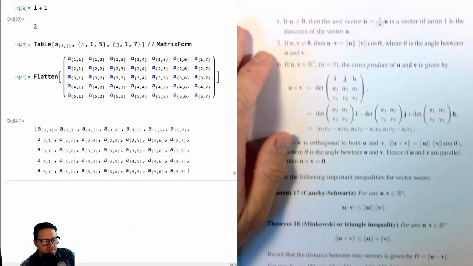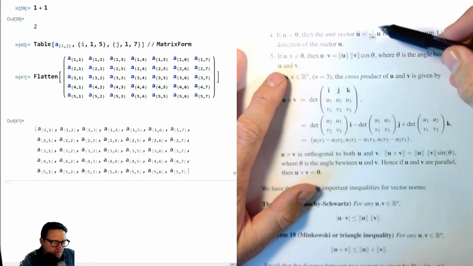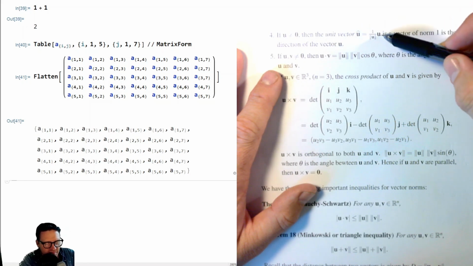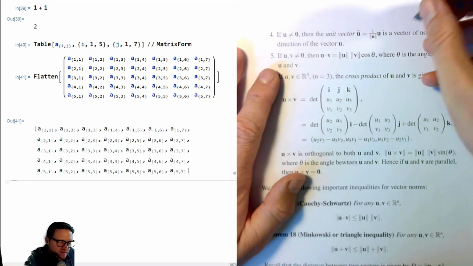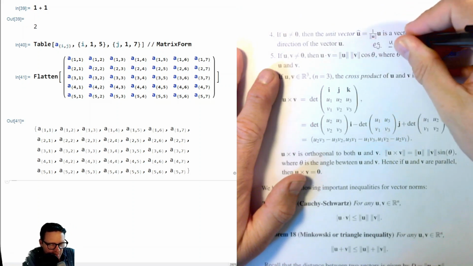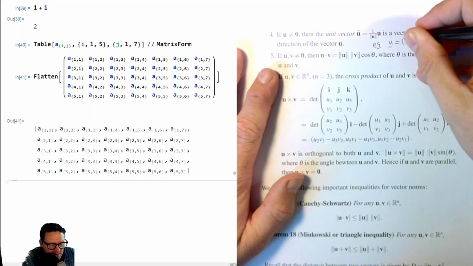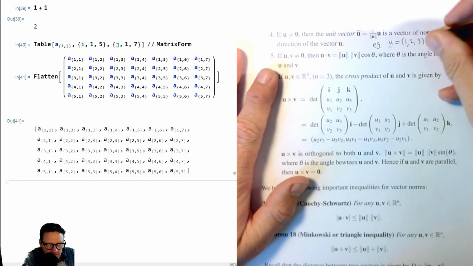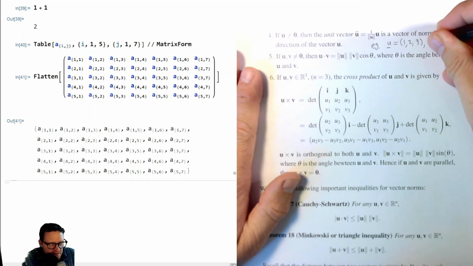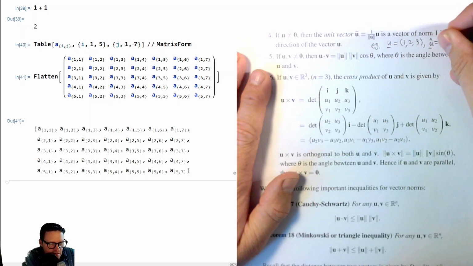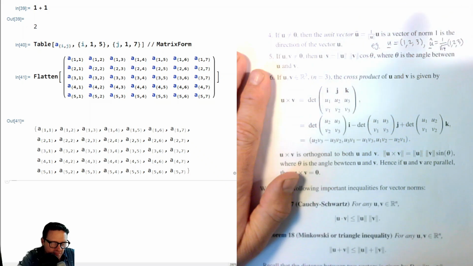If u is not the 0 vector, then the unit vector u hat is the scalar 1 over the norm of u times the vector u. It's a vector of norm 1, and it has the direction of the vector u. So for an example of this, if u is equal to the vector 1, 2, 3 again, we calculated earlier that its norm is the square root of 14. So u hat is a unit vector. This is 1 on root 14 times the vector 1, 2, 3. Right? Now if you take the norm of this, you'll find that the norm of this vector is equal to 1.